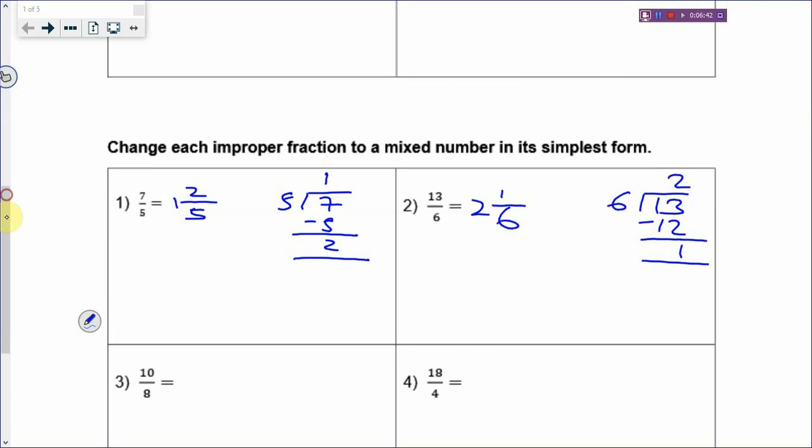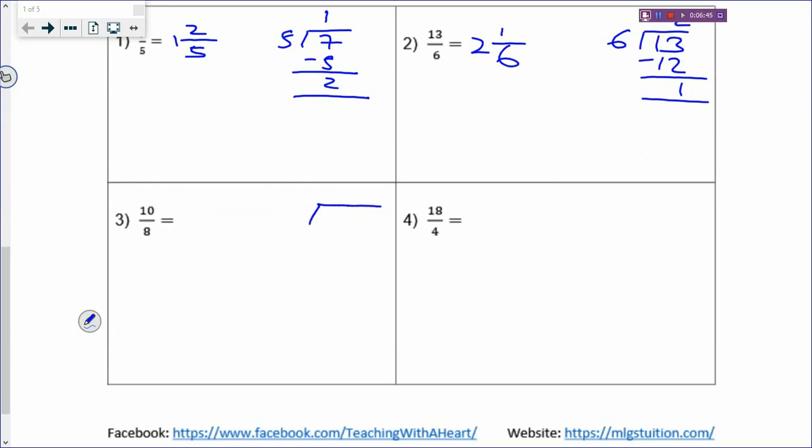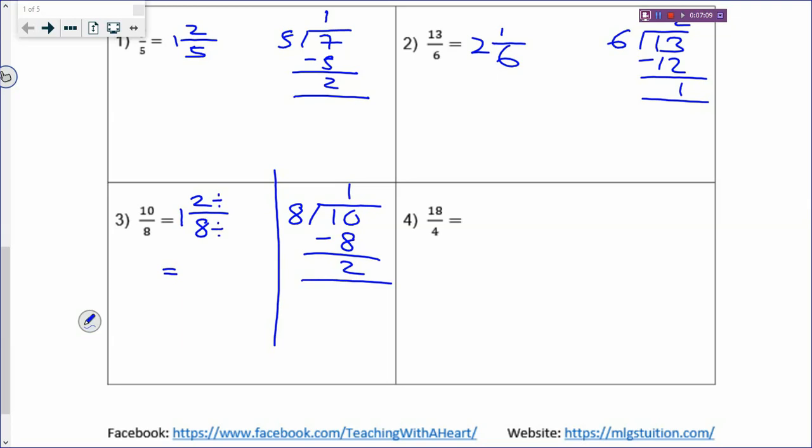Alright, how about 10 over 8? Same thing, I do my dividing. 10 divided by 8. I get 1 times 8, and 2 is the remainder. So how do I change it into a mixed number? Whole number is the quotient, remainder is on top, and the 8 is below. Okay? Now, is this the simplest form? No, I can still divide some more. I can divide the numerator and the denominator by 2. I will get 1 and 1/4, and that is your simplest form already.